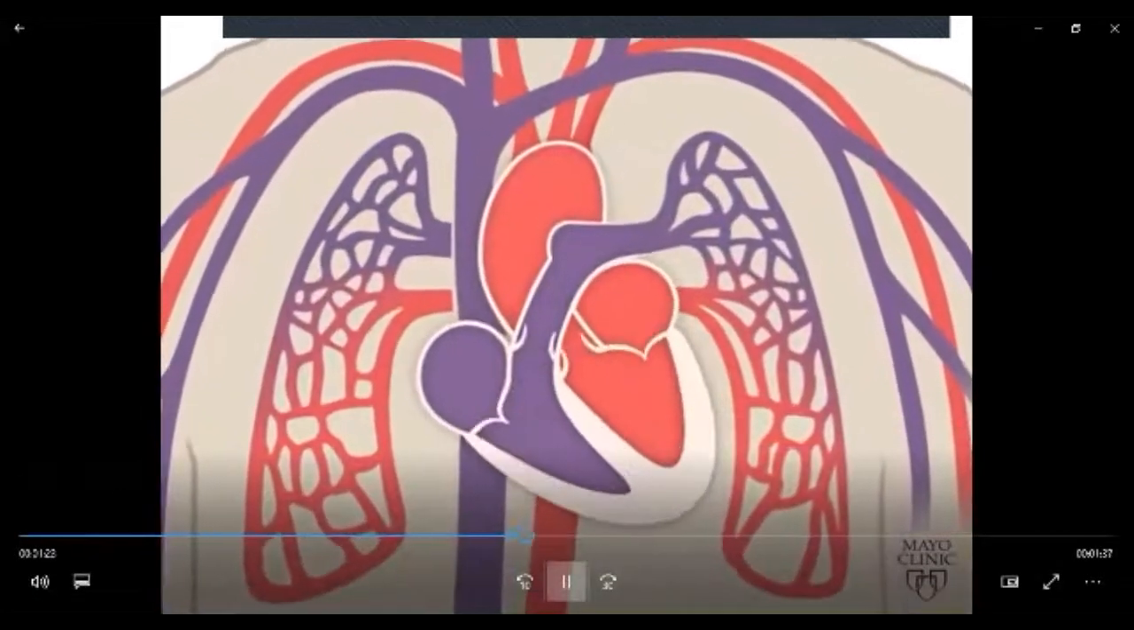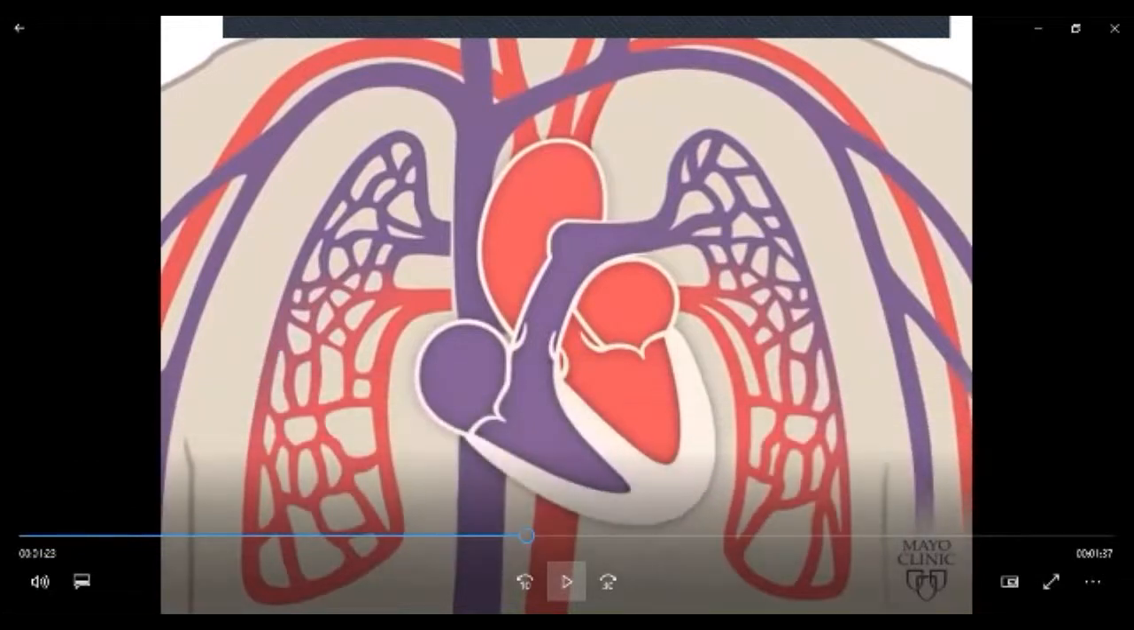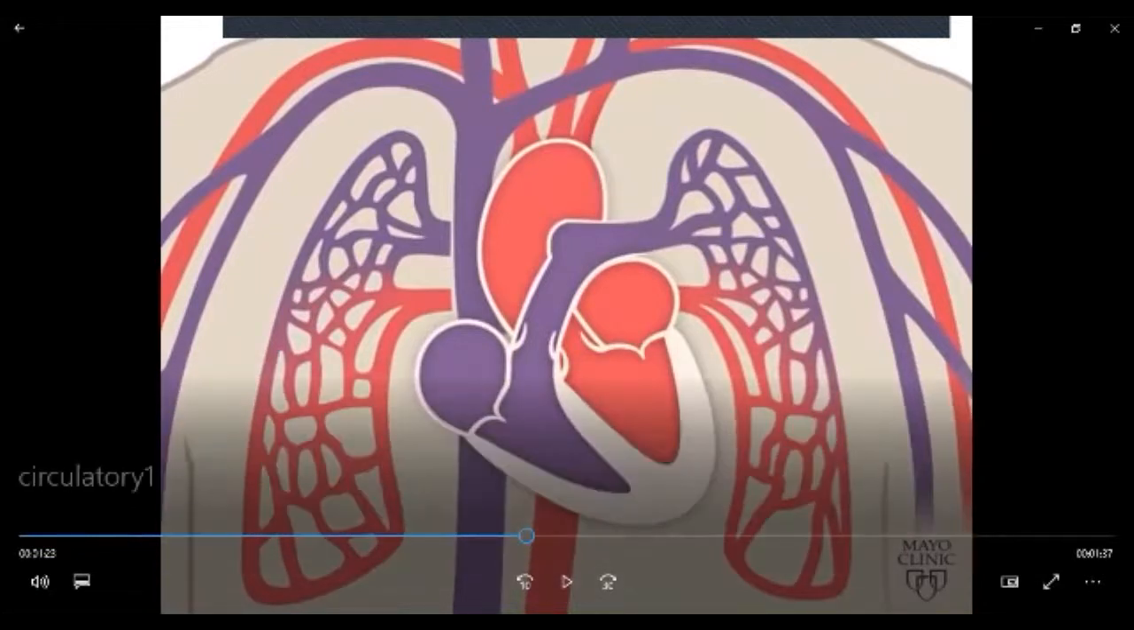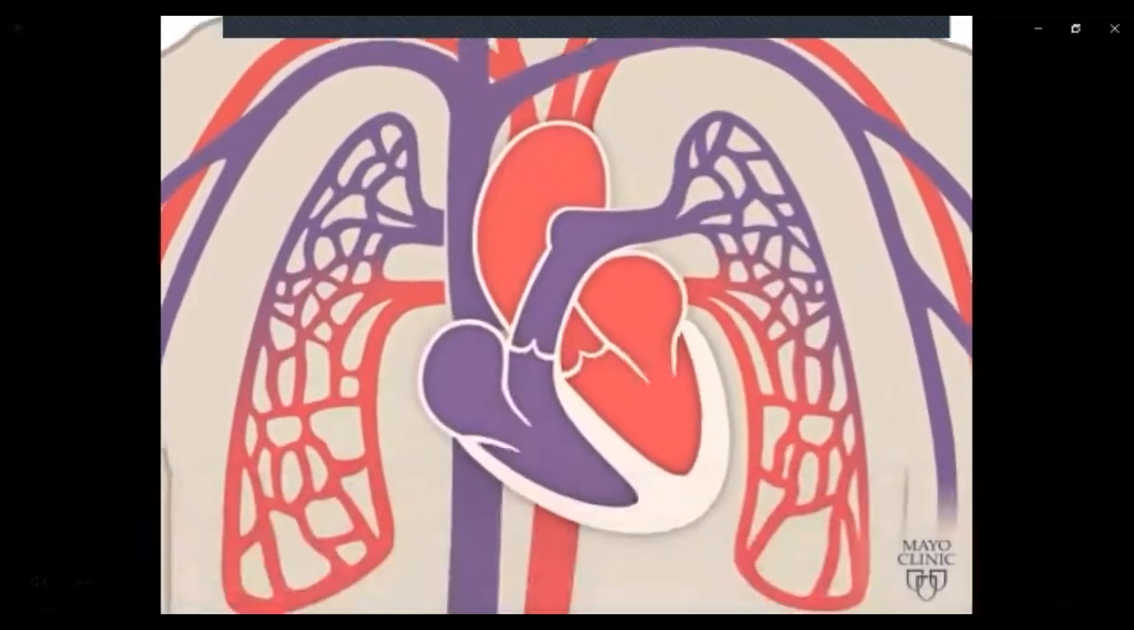And if you see here, can you see the illustration? Okay, watch closely. If the valve from the ventricle is open like this, the valve from the atrium will be closed, and the other way around.